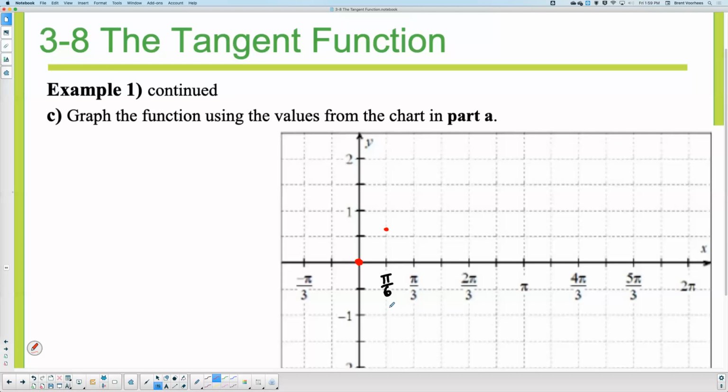Okay. Then we had pi over 4. Pi over 4 is halfway. I know it sounds weird. It's halfway between pi over 6 and pi over 3 is pi over 4. It's directly in the middle. I know it seems strange, but it makes sense if it's in degrees.